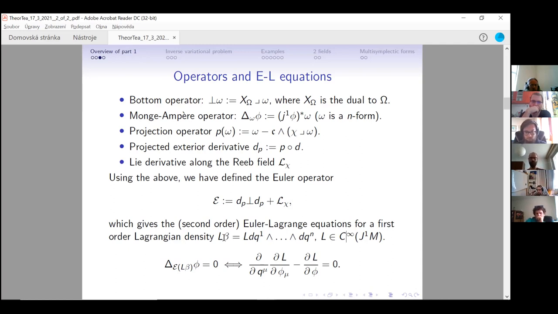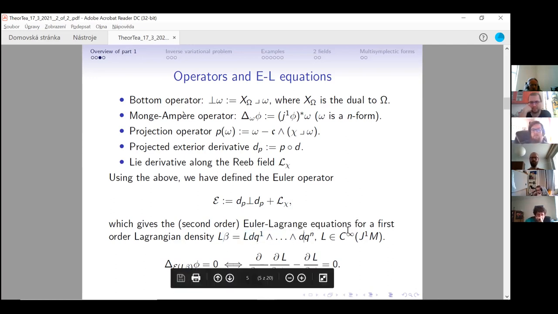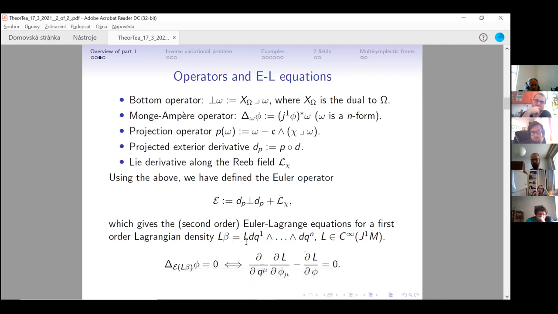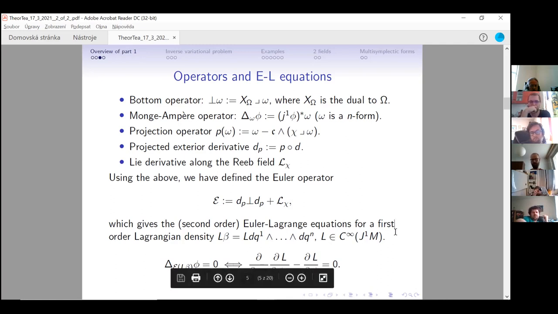And beta always will be this combination of dq1 wedge up to dqn. Okay. And then if you consider the Monge-Ampère, then what do we do? Take L beta, apply E, the Euler operator, on it, and then construct the Monge-Ampère equation. And this is an equation of phi, as I said, and it will be precisely the Euler-Lagrange equation for this L, but understood as a function depending on q^mu, phi, and phi_mu.